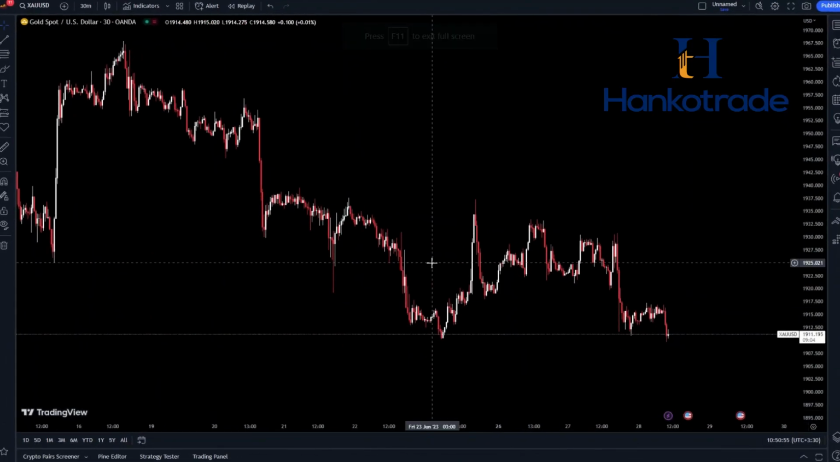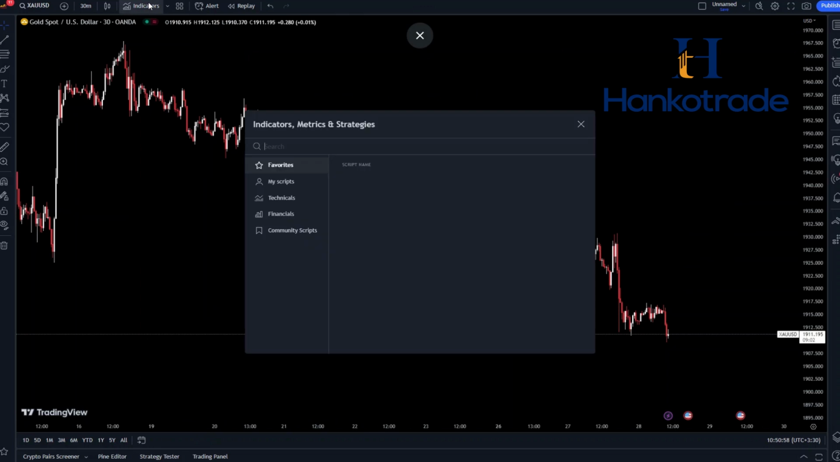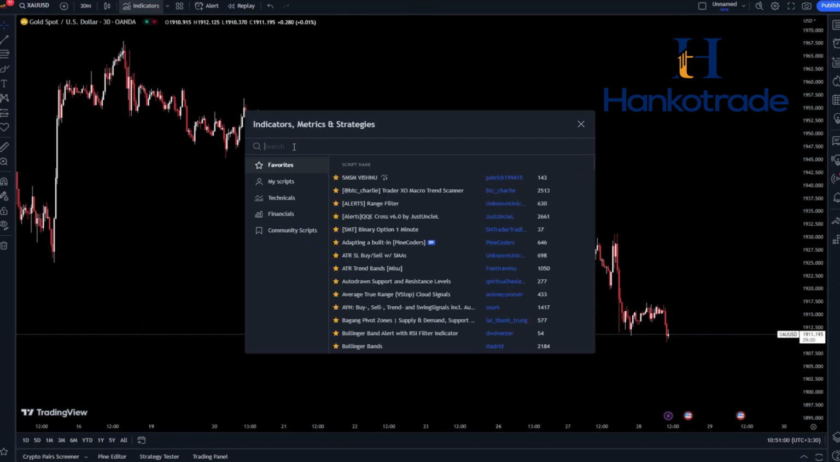Enter the TradingView website. From the Indicators tab, search for the Support Resistance Dynamic Indicator and add it to the chart.